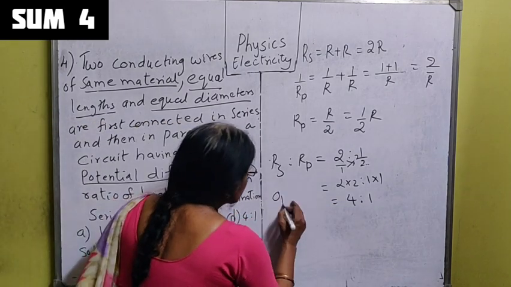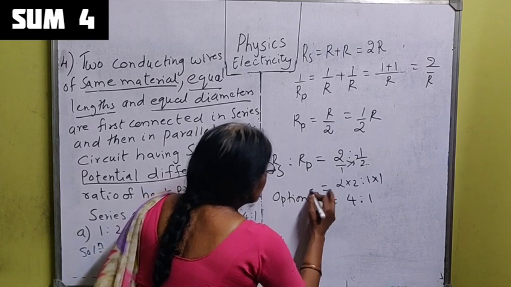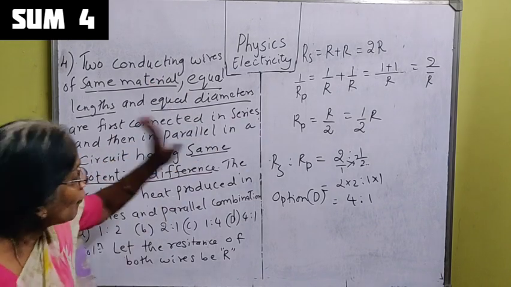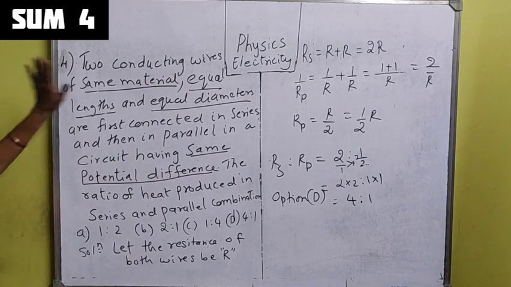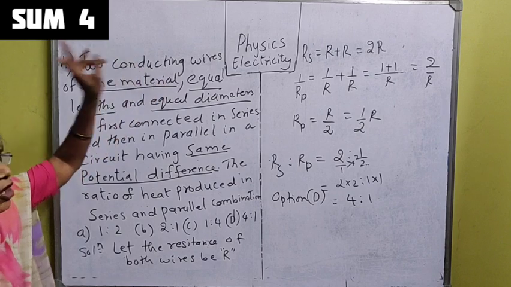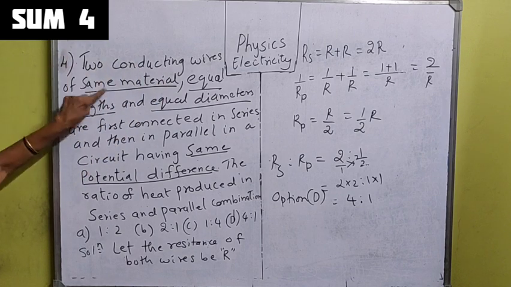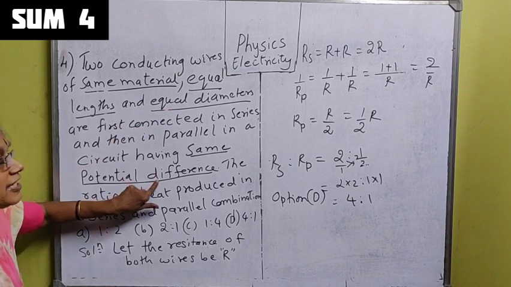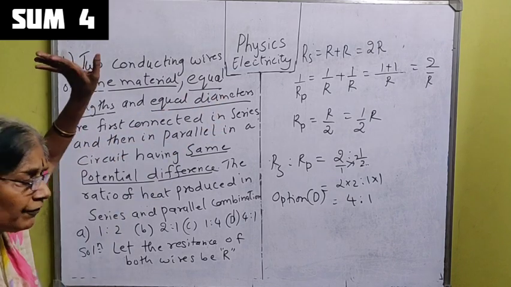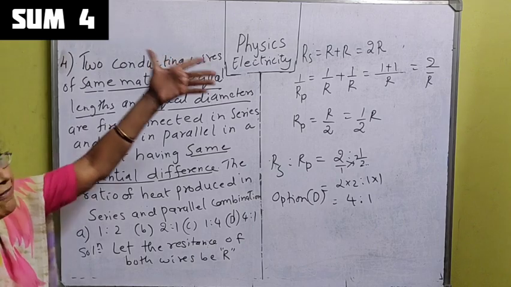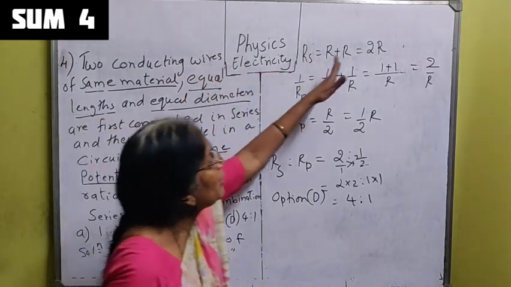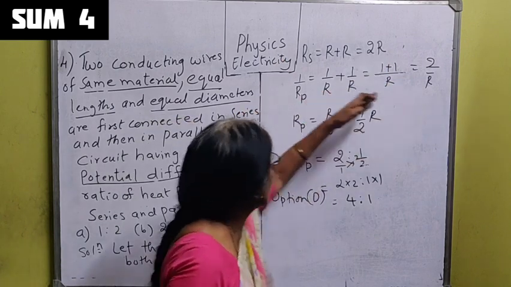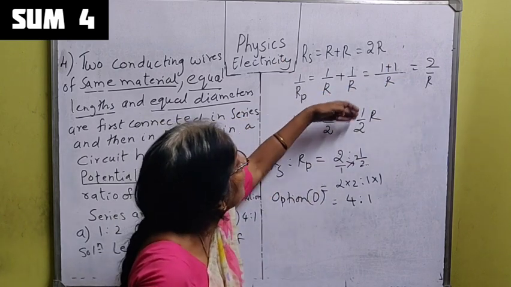So which option is it? Option D. This is a 1 mark question. What you have to do is take R as the resistance of the wire. Both have the same material, same length, same diameter, same potential difference, so the first wire will be R and the second wire will also be R. So Rs will be 2R, you can write it directly. 1 by Rp will be 2 by R, so Rp, the reciprocal, will be half R.